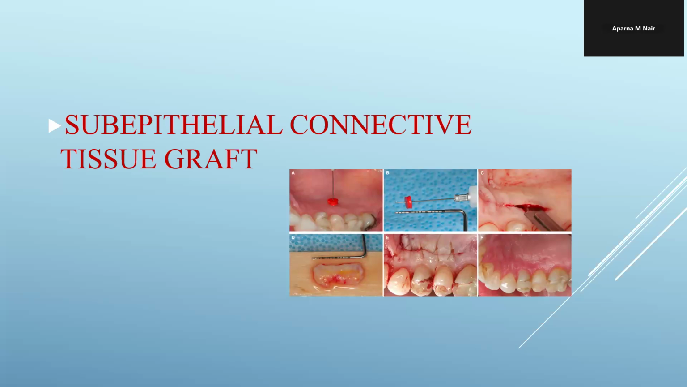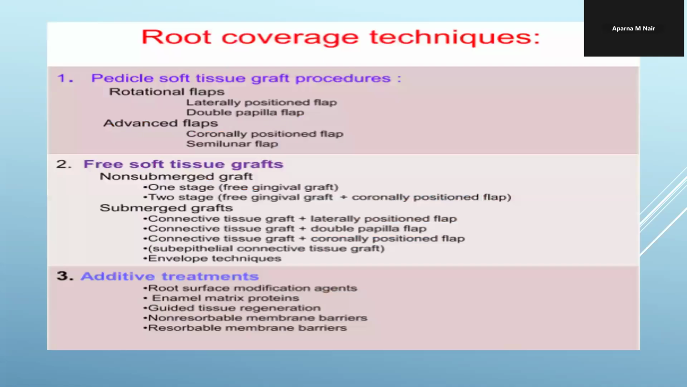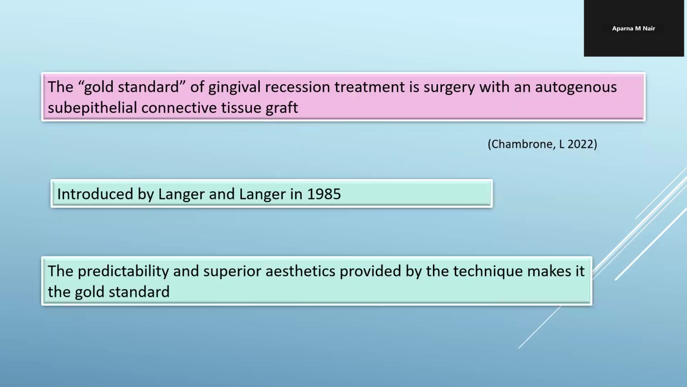Subepithelial connective tissue graft. According to Low H in 1992, gingival recession is defined as the apical shift of marginal gingiva from its normal position on the crown of the tooth to levels on the root surface beyond the cemento-enamel junction. There are various techniques to manage gingival recession, including the pedicle soft tissue graft, free soft tissue graft, and additive treatments. Out of all these procedures, the gold standard of gingival recession treatment is surgery with an autogenous subepithelial connective tissue graft.